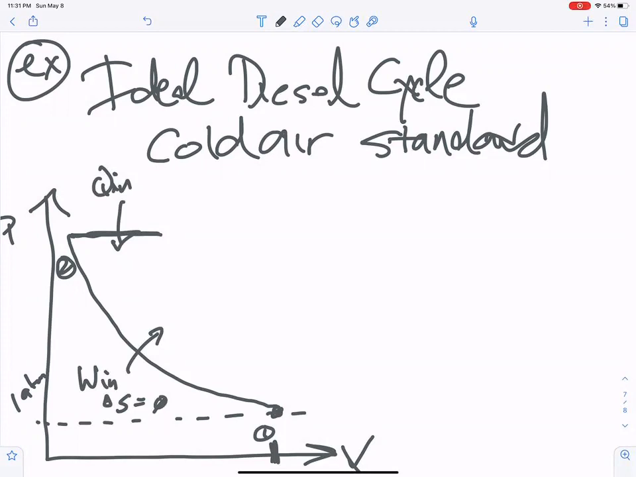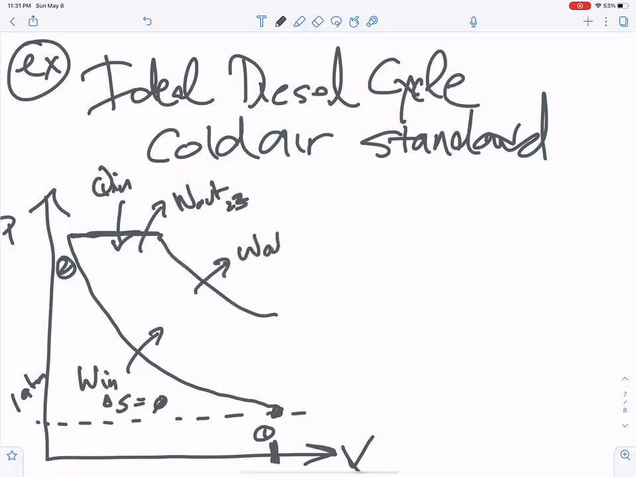Then you complete another work out stroke. So this is also some movement of boundaries. This can be considered work out here from 2 to 3, but oftentimes books gloss over that and do a couple things that we'll talk about next. So that's part of the power stroke, but the power stroke that most books consider, or they just skip over, is from work out from 3 to 4.